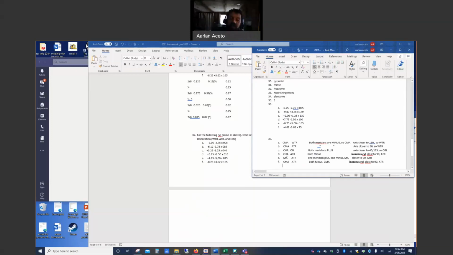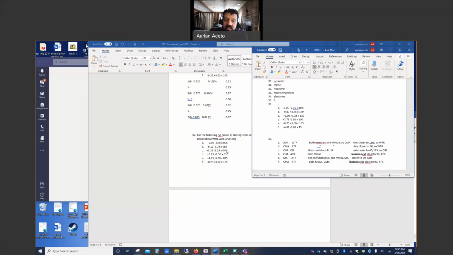Most people did really well on this. It was the axis that was terrible. Remember, the easiest way to think about it: at 180 plus or minus 30 is with the rule in minus cyl. So if we look at this, minus cyl, it's axis 5, it's right near 180, with the rule. Minus 3.75, axis 89, almost 90. If you're close to 90 in minus cyl, within 30 degrees, it is against the rule. If you're not within 30 degrees of 180 and not within 30 degrees of 90, everything else is oblique.